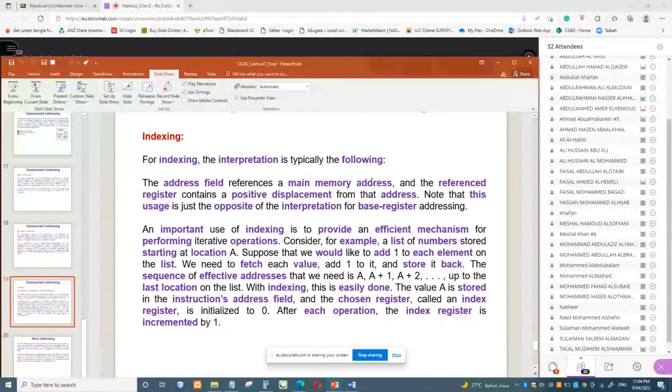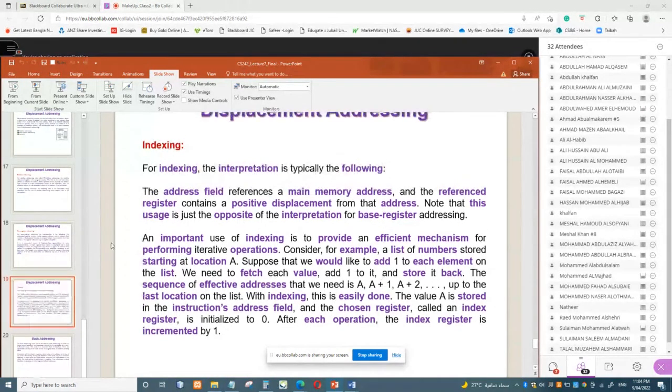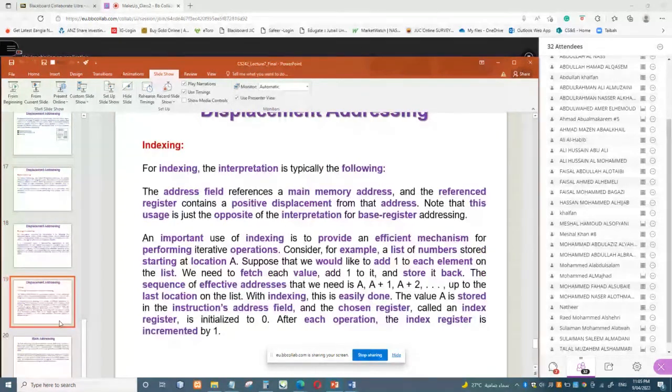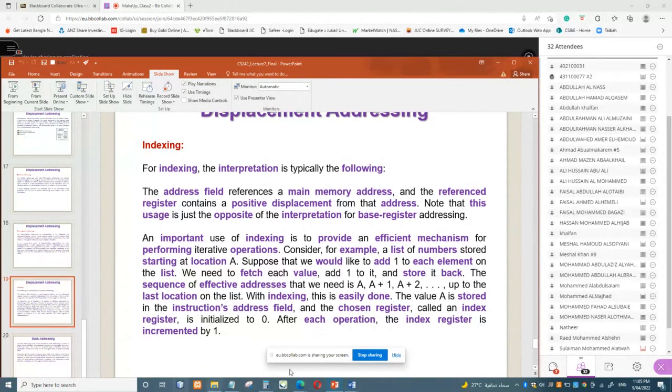But displacement is stored in one of the registers, so you specify the register number to get the displacement. Indexing is used when you use an array, but base register addressing is used when accessing a single element of the array, while indexing is used when you are accessing all elements of the array in a sequence, in a loop. So we use the indexing addressing.